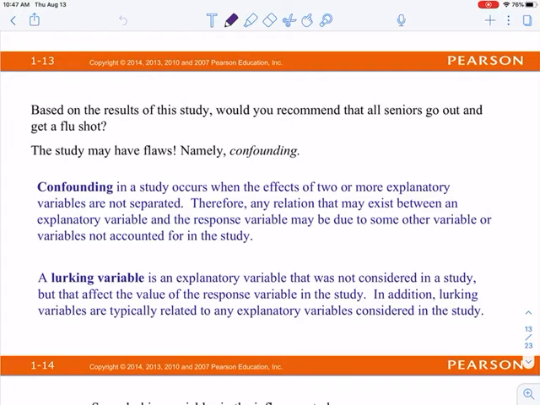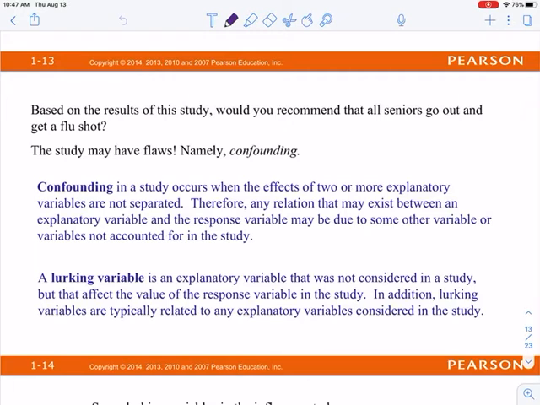We're going to get to what those confounding flaws might be from this study. I'll tell you one of them right now. You don't know what the underlying health conditions of any of those seniors are. The older you get, the more likely you are to have a health issue that could also affect how that vaccine is working.